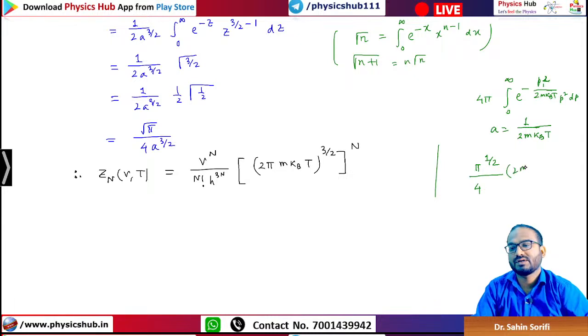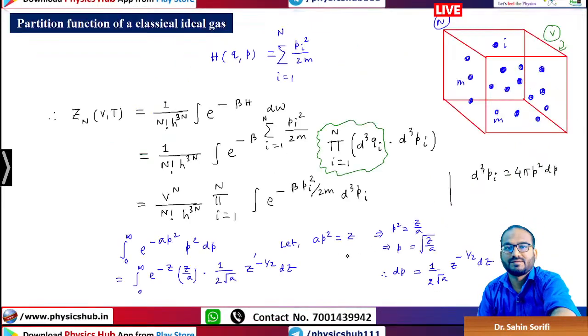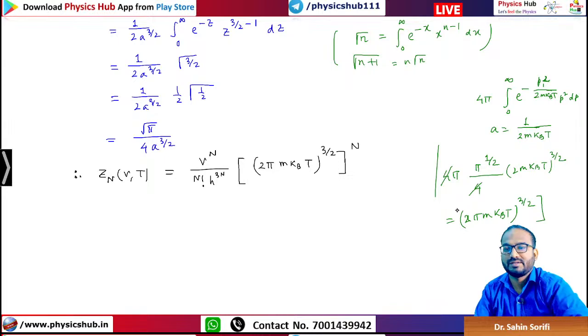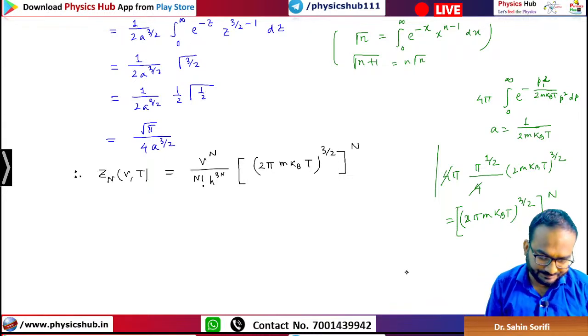So 2m kT will come in the numerator to the power 3 by 2, and this 4 pi will be there. So 4 cancels, pi to the power 3 by 2. So we are inserting this into this expression, and this product was there, i equals 1 to n. So that is why there is the power n. Now is it clear?